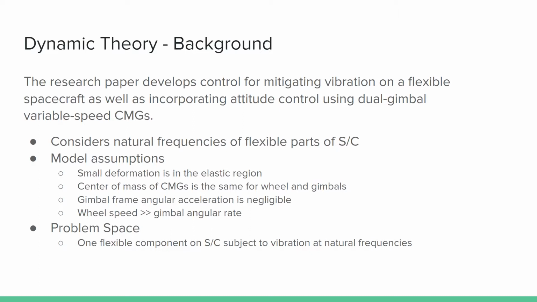The control moment gyros are dual gimbal and variable speed, meaning that there are 3 degrees of variable motion on each of the 4 CMGs. The model controls both pointing and vibration suppression. The vibration considerations are modeled dynamically through different frequency modes and mode shapes.